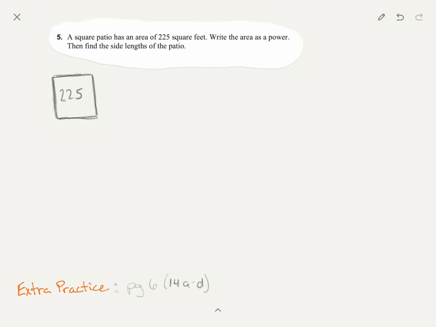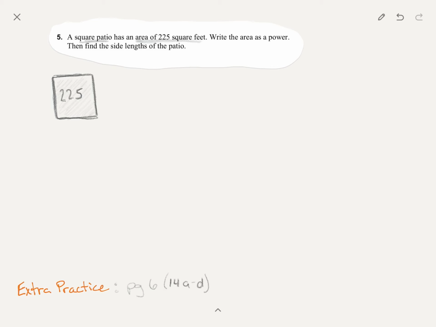All right, for question number 5. A square patio has an area of 225 square feet. Write the area as a power, then find the side lengths of the patio. So there are actually two answers to this. The first thing I need to understand is that this patio is a square and it has an area of 225 feet. So I've already drawn out a square, and inside the area here, this is 225 feet.